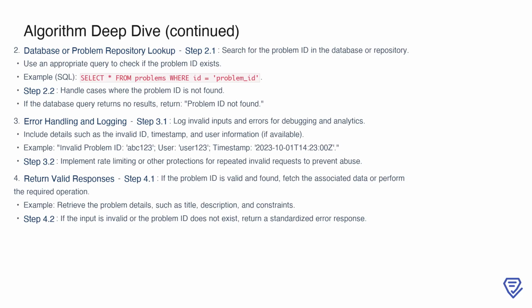If the problem ID is valid and found in the database, the system should fetch the associated data, such as the problem's title, description, and constraints. Otherwise, invalid or missing IDs should consistently return standardized error responses.